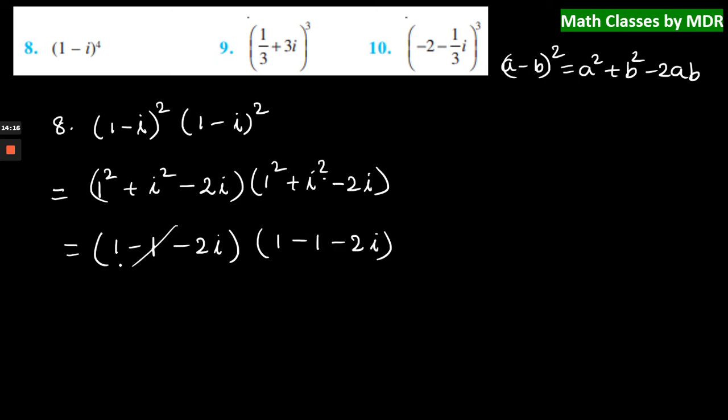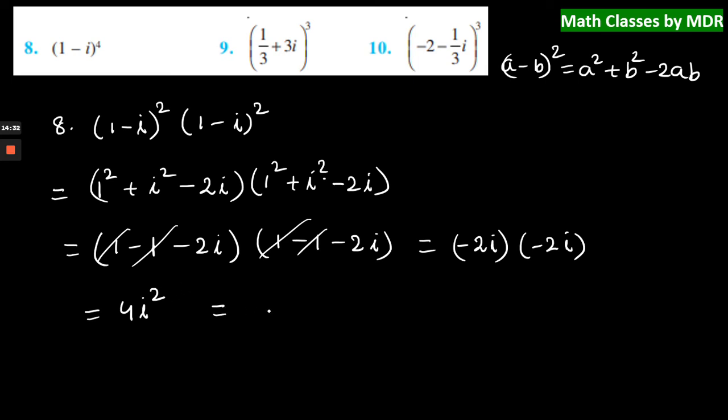So 1 minus 1 gets cancelled here also. Then we will be having minus 2i into minus 2i. So minus 2 into minus 2 is 4. So 4i square. Right? It is nothing but 4i square. But what is i square? i square is nothing but minus 1. So it is equal to minus 4. So how do you write this in the complex form? Minus 4 plus 0i is the complex form of this number.